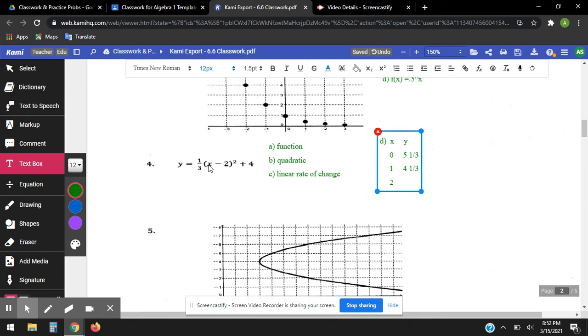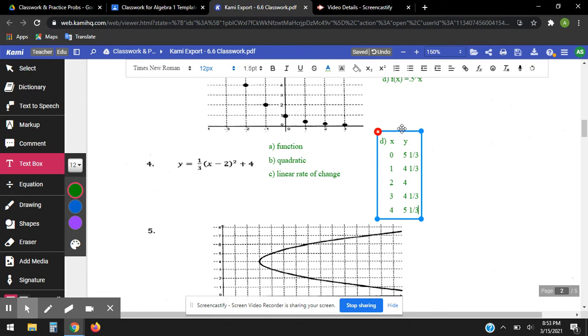2. 2 minus 2 is 0. 0 squared is 0. 0 times 1/3 is 0. So this one is 4. And let's do 3. See what happens with this one. 3 minus 2 is 1. 1 squared is 1 times 1/3 is 1/3. So this is back to the 4 and 1/3, which tells me that if I do 4, I will probably end up with 5 and 1/3.